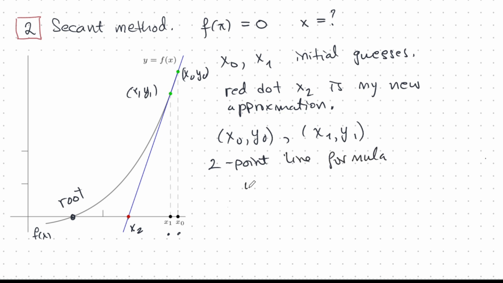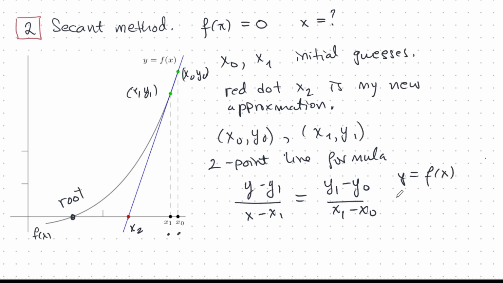And it looks like this. y minus y1. Choose one of them, so I'll choose x1, y1. x minus x1 equals the slope, y1 minus y0 over x1 minus x0. Okay, now use the curve y is f of x. So y1 is f of x1, and y0 is f of x0. So we go up here like this to find the y coordinates of these points.